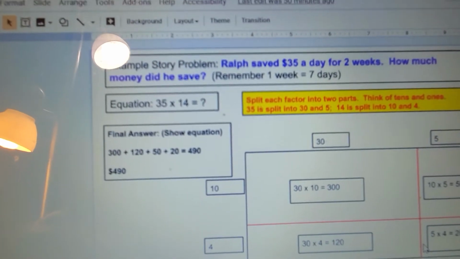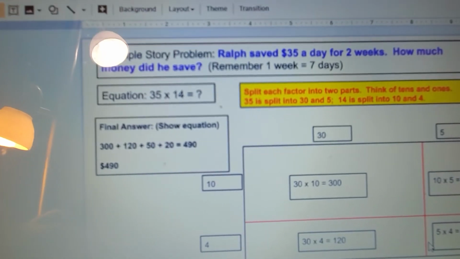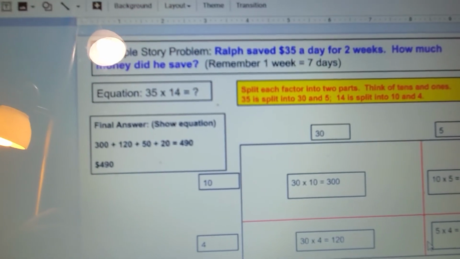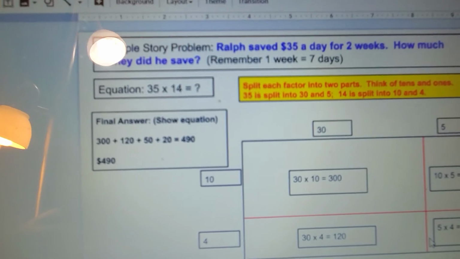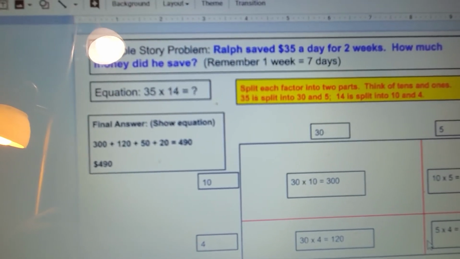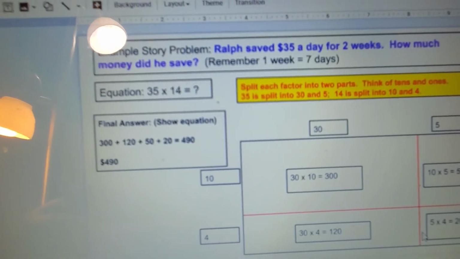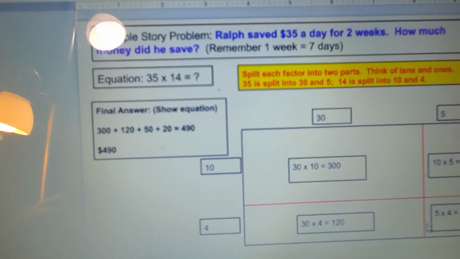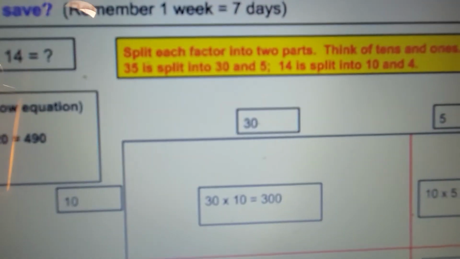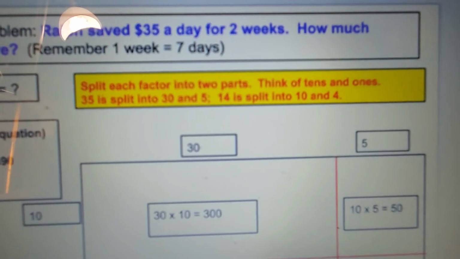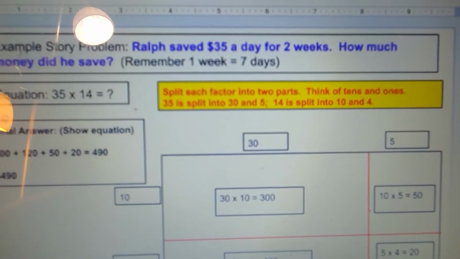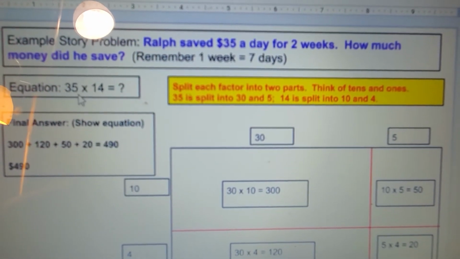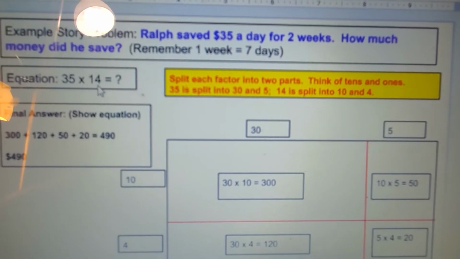So the days are the groups. And each day, there's $35 that he saves. So the $35 are the things or the amount in each group. And then the question, how much money did he save? I'm counting all the money. So remember, here's the hint. There's 2 factors here. 35 times 14. 35 is a factor. 14 is a factor, right?